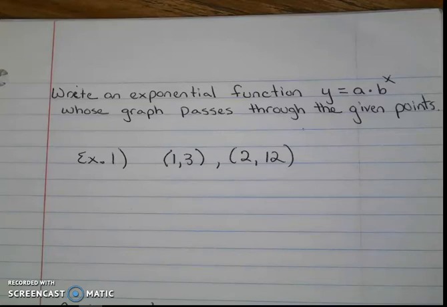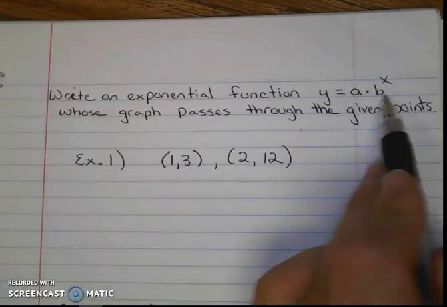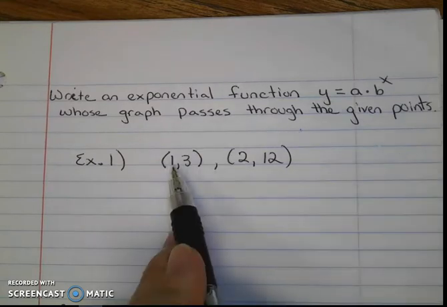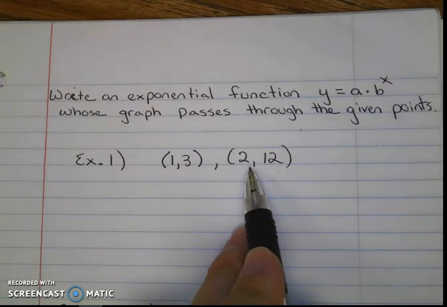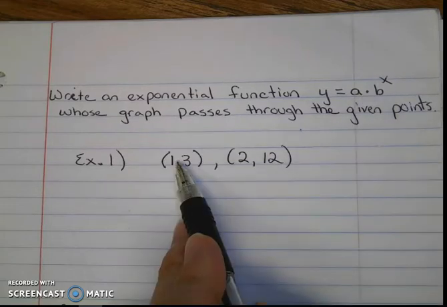Okay, so extra credit assignment number 1. We're going to write an exponential function in the form y equals a times b to the x, whose graph passes through the given points. So in order to do this, you need to plug in the points into the function, whatever function it is. So if you're given 2 points, we're going to write an equation incorporating one of the points.